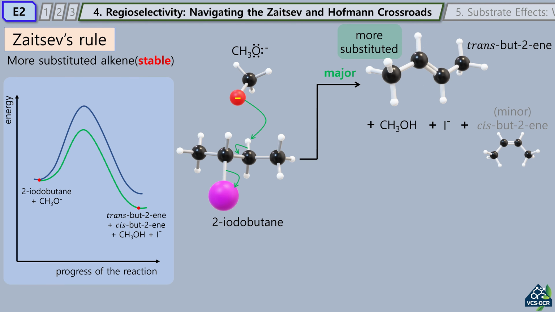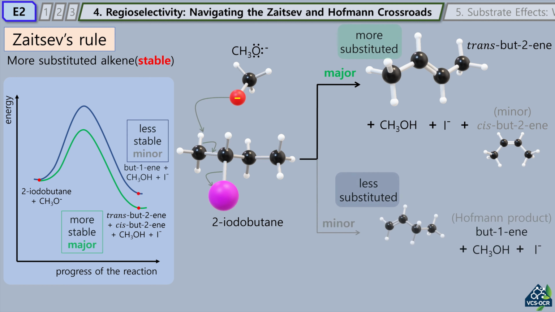Section 4. Regioselectivity. Navigating the Zaitsev and Hofmann crossroads. When a substrate contains multiple types of beta hydrogens, the base faces a choice. This introduces the concept of regioselectivity, the preference for bond formation at one position over another. Under typical E2 conditions, eliminations follow Zaitsev's rule. The most substituted alkene is formed as the major product.